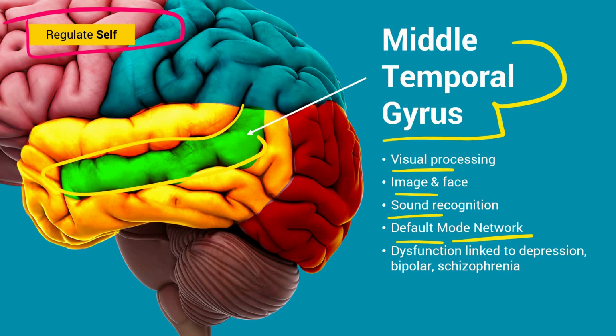Also part of the default mode network as well. And when there is dysfunction in this area, then we see there's a link to major depression, bipolar disorder, schizophrenia as well. So it's definitely an area that has quite a big influence in terms of this type of wellness and functioning. So what does this mean for us?